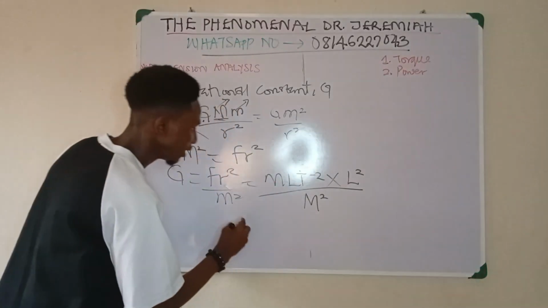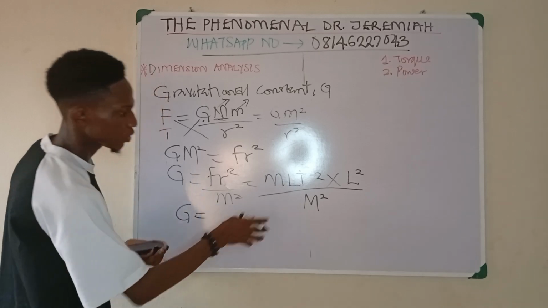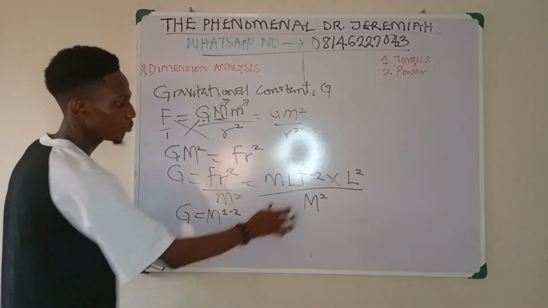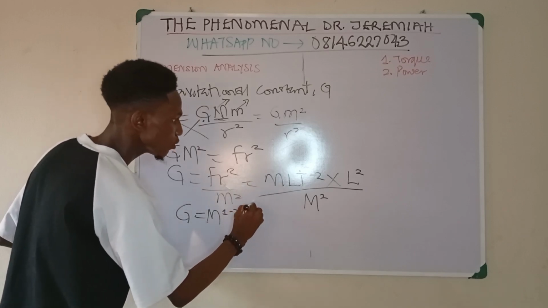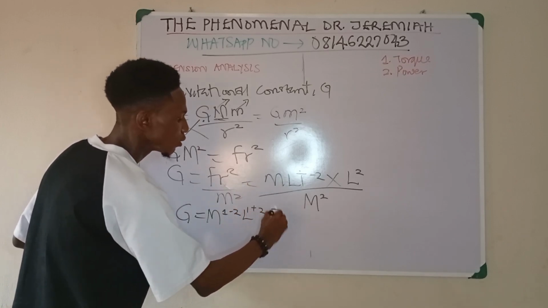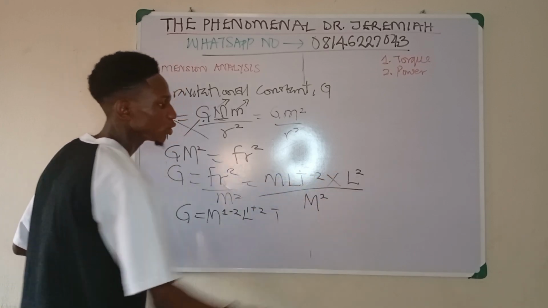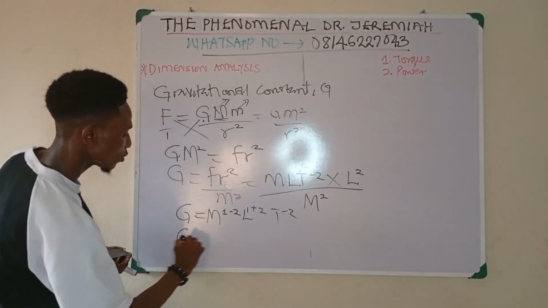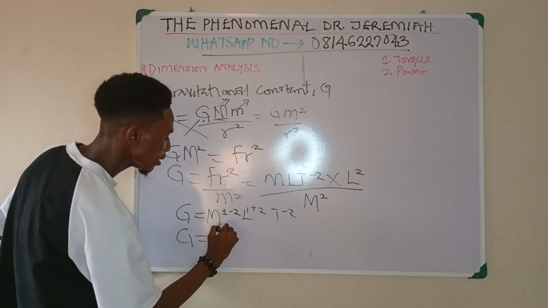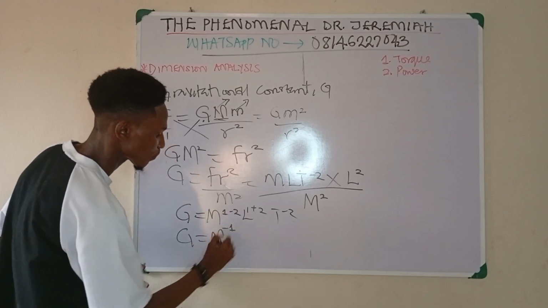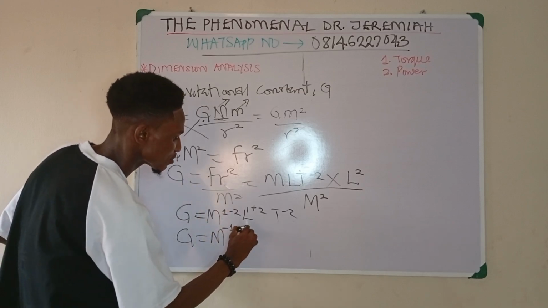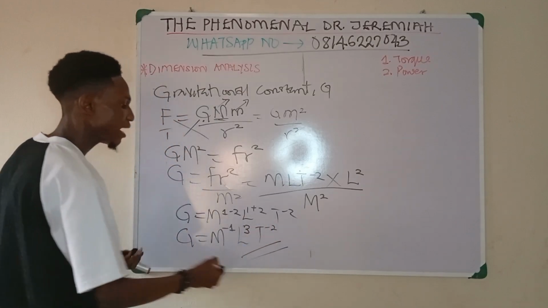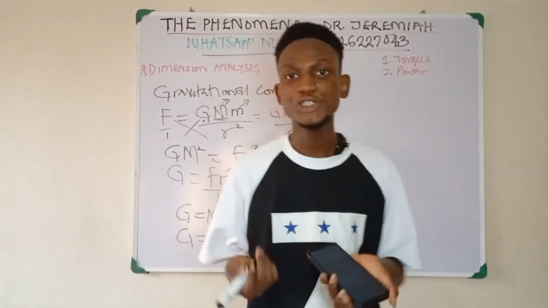Now, what are we doing next? G equals, bring M up. We're going to have M raised to power minus 1, and we are bringing the 2 up. We're going to have L raised to 1 plus 2, because you are multiplying L times L squared. Then T raised to power minus 2. From there, when you combine everything, 1 minus 2 will give you minus 1. So you must have basic understanding of mathematics. T to the minus 2. So this is the dimension of the gravitational constant.